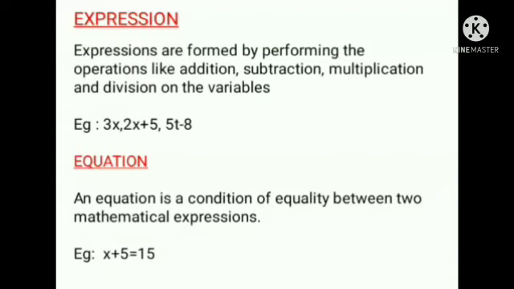In the next example, 5t minus 8. 5 and 8 are constants and t is a variable. Here we have two operations, which are they? Multiplication and subtraction. We used multiplication between 5 and t, and we used subtraction between 5t and 8. So, 5t minus 8 is an expression.